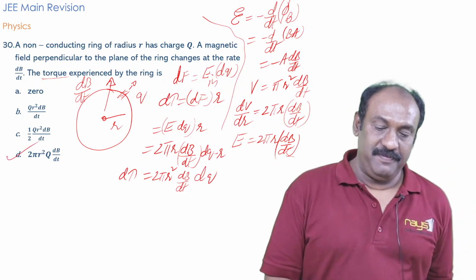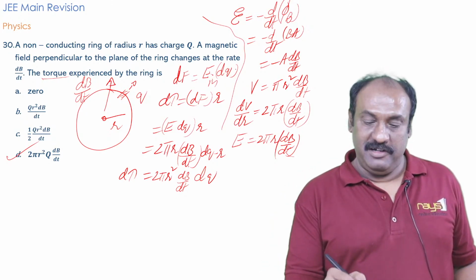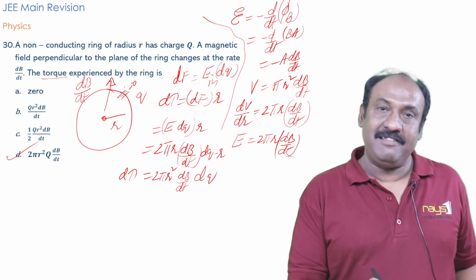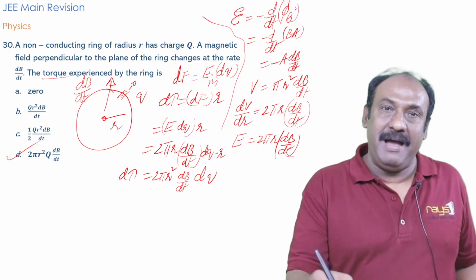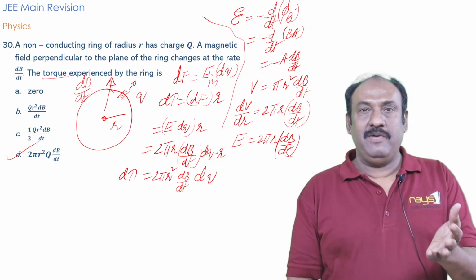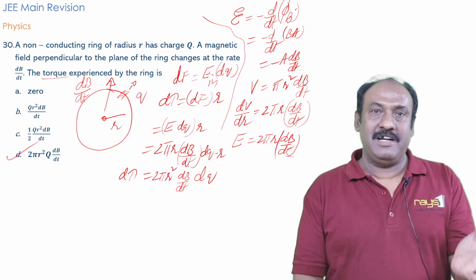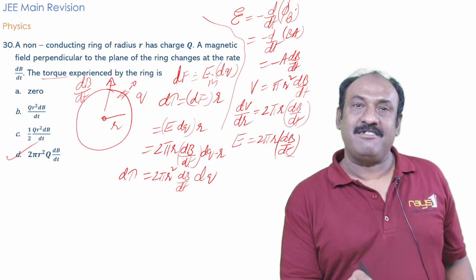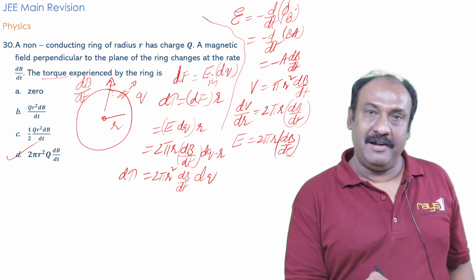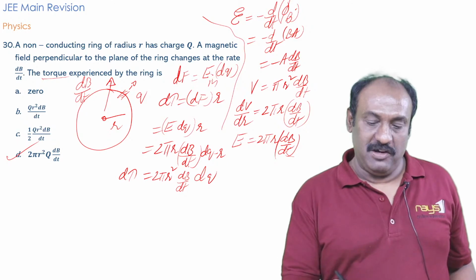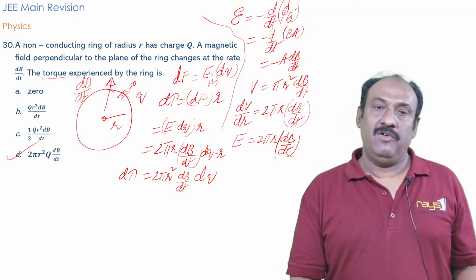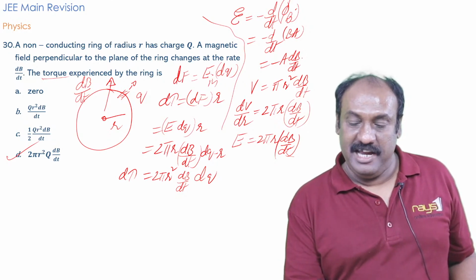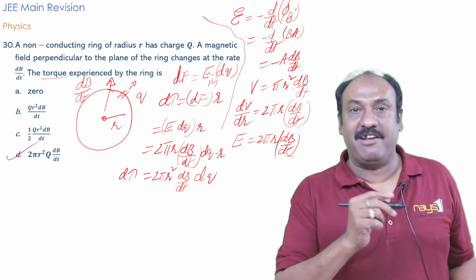So what I considered is an elemental strip of this ring with charge dq, placed in the electric field intensity produced due to the time varying magnetic field. All of you know that when a time varying magnetic field is created, an induced electric field is formed. In that induced electric field, an elementary strip of the ring having charge dq experiences force dF. Now I calculated the induced EMF due to the time varying magnetic field as E equal to minus A into dB by dt. In place of A for the ring it is pi r square into dB by dt.